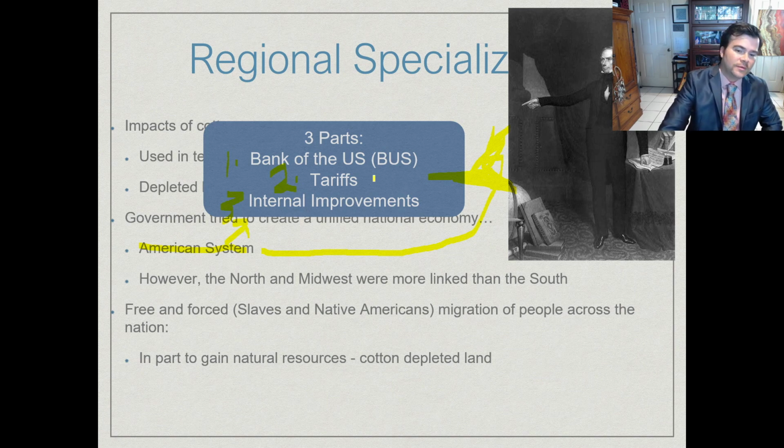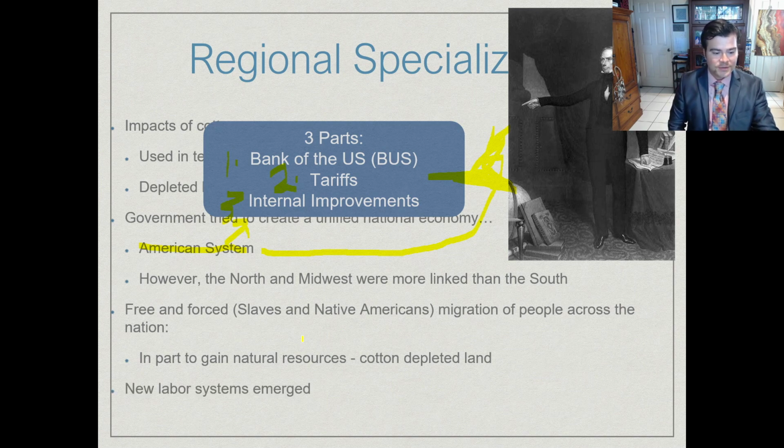So the tariffs, Tariffs help the North. Tariffs help the manufacturing centers. Internal improvements are just helping build roads and bridges and stuff. So slaves and Native Americans are going to come into the nation. They're going to be moving around. Natives will move to the west. Slaves will be moved around in the South. Okay. So cotton is going to deplete the land of soil. They're going to continue to move west. So it's all connected, guys.